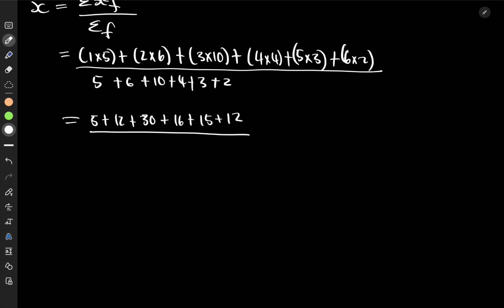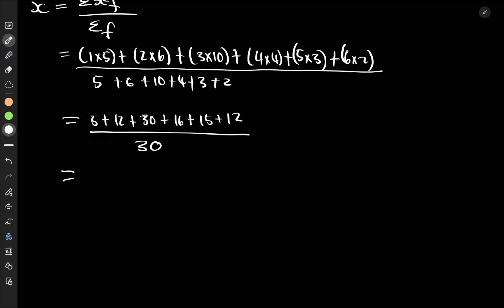We can now add that. So we can add the denominator, right? 5 plus 6 is going to be 11, plus 10, 21, plus 4, 25, plus 3, 28, plus 2, 30. And we've already been told that the number of families is 30 anyway, so we've just confirmed. So it's going to be 5 plus 12 plus 30. We're now adding the top, plus 16, plus 15, plus 12.